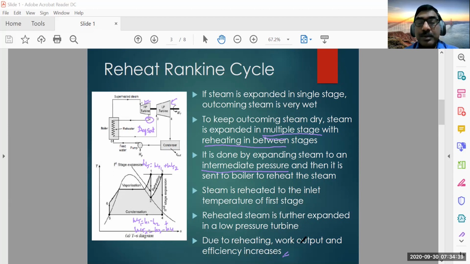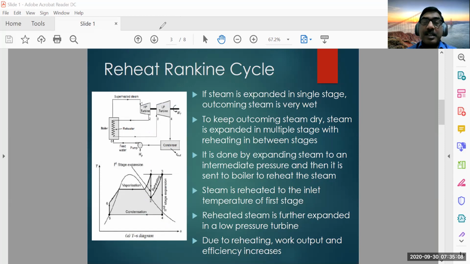Right? So due to this reheating, the work output is getting increased. And if the work output is increasing, the efficiency increases. In this way, the efficiency will be increased. Okay, we'll see a little of that analysis, how to find out the efficiency in this case. It is very simple.